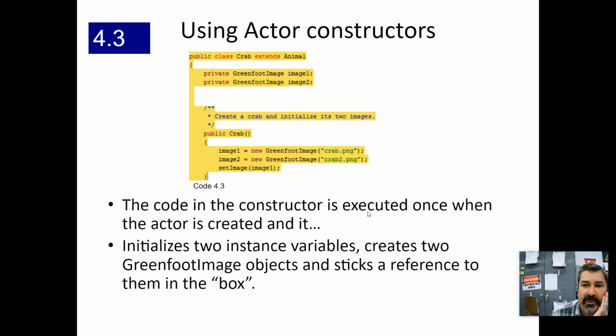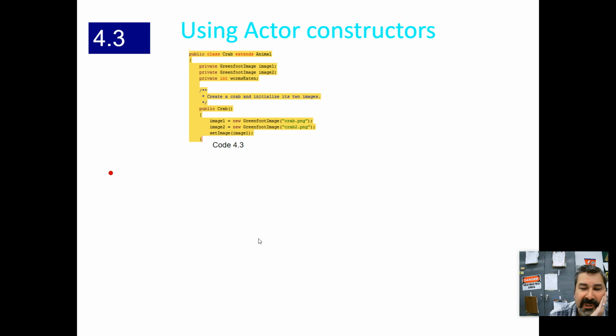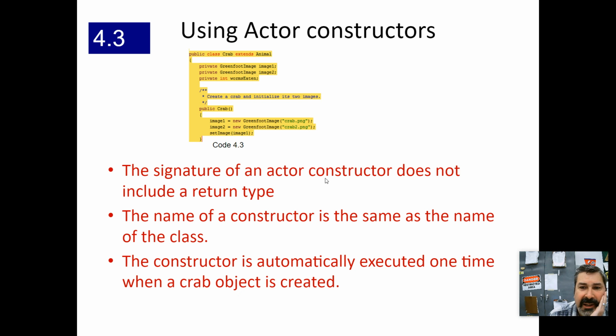The code in the constructor is executed one time when the actor is first created. It initializes two instance variables, which means it's sticking something in image1 and image2 for the first time. They're empty, and we're sticking something into them for the first time. It creates two Greenfoot image objects and sticks a reference to them in the box. Okay, so put this down in your handouts. The signature of the actor constructor does not include a return type. Okay, no void or boolean or int. It's blank, public Crab.